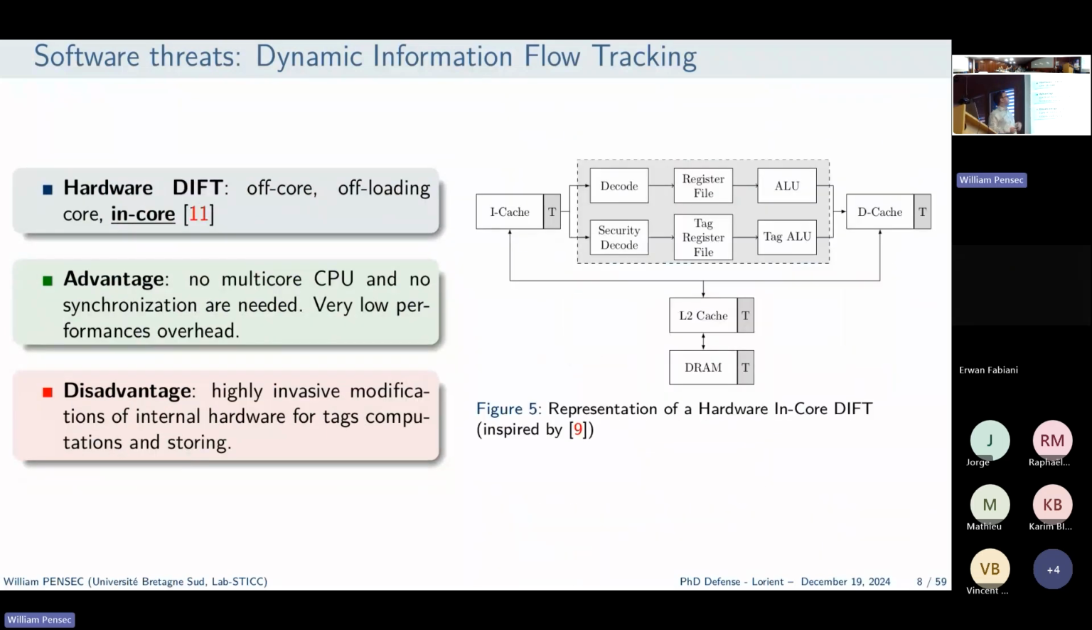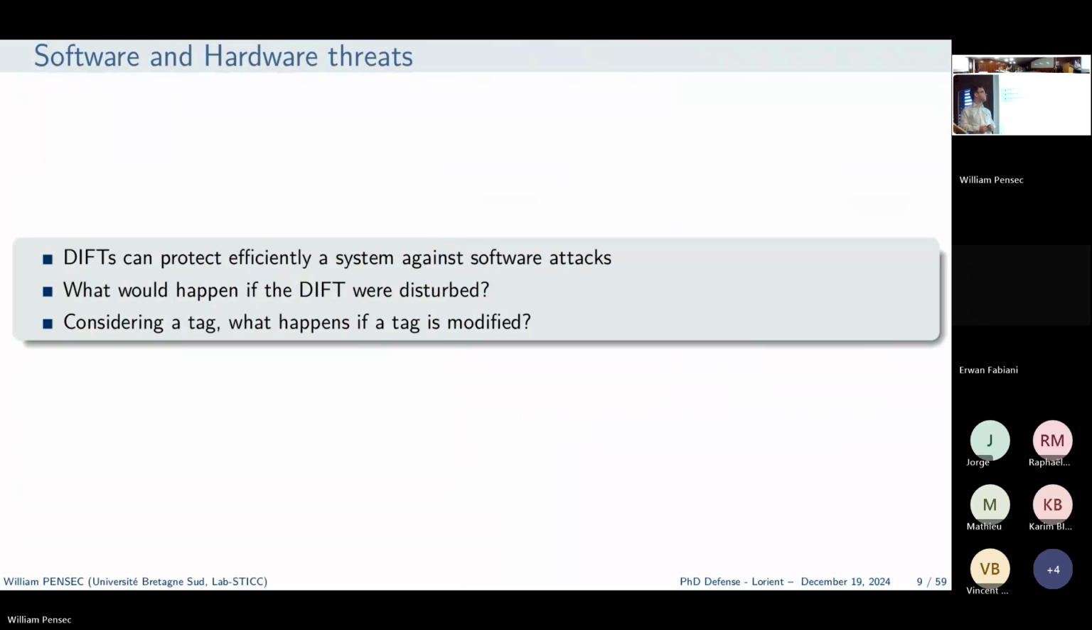The last approach is in-core DIFT. This time, the DIFT operations are inserted directly inside the main core, in parallel with the data. So the advantage is that you do not need a multi-core CPU, and you do not need synchronization between tags and data, because they are processed in parallel, and so there is very low performance overhead. On the other hand, it requires highly invasive modification of internal hardware for tag computation and storing. So in my case, we will work on in-core dynamic information flow tracking.